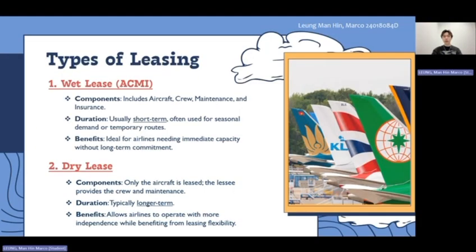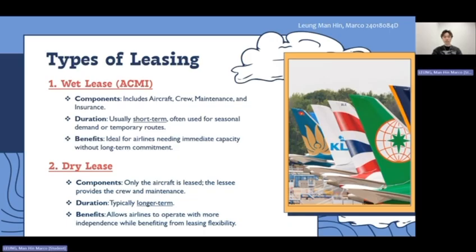And there are two types of leasing. The first one is wet lease, which includes aircraft, crew, maintenance, and insurance, and is usually a short-term lease. It is often used for seasonal demand or temporary routes, which is ideal for airlines needing immediate capacity without a long-term commitment.